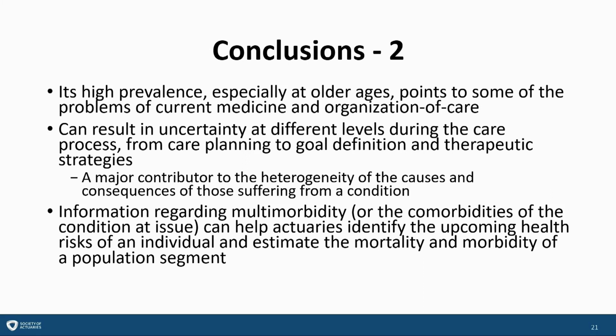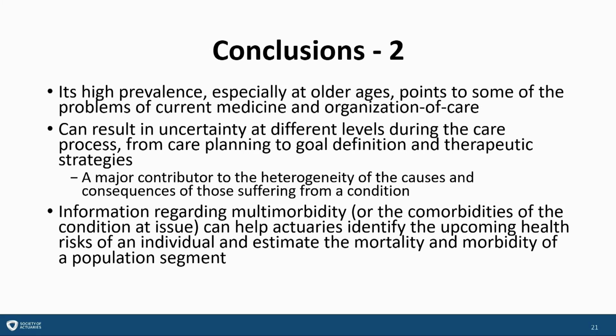I'm really glad that geriatric medicine, which I think is an understaffed area, has doctors who have more experience with these multiple conditions. And I think that will become increasingly important. And I'm a little concerned about the supply of medical staff who really understand these relationships. But it can also result in uncertainty at different levels during the care process, particularly as actuaries are involved, as well as medical professionals. It's a major contributor to the heterogeneity and the uncertainty involved as we go forward.